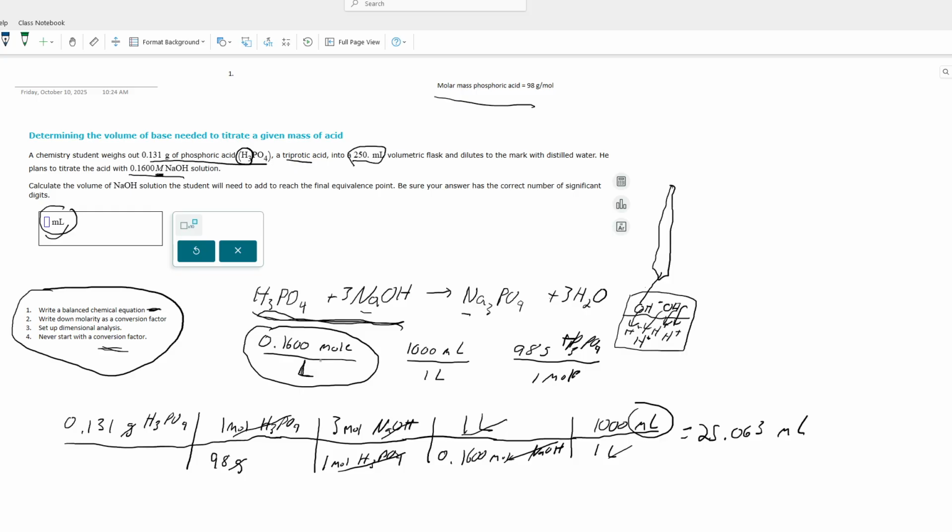Okay, so now I just have to worry about sig figs. I see 3 sig figs here. I see 4 sig figs here. That's all that's used in my calculations. And so the answer to this is going to be 25.1 milliliters. Okay, my friends, these are way doable.